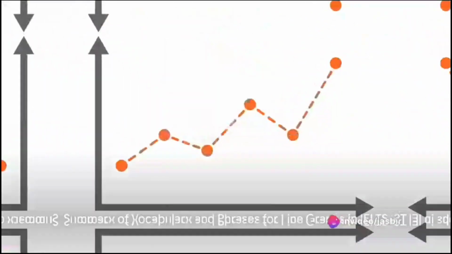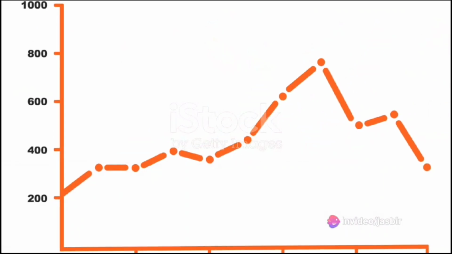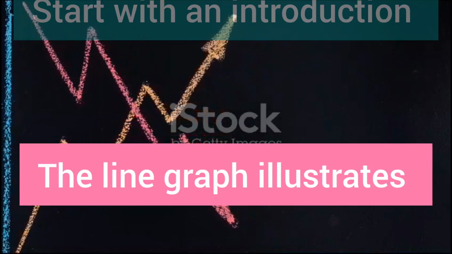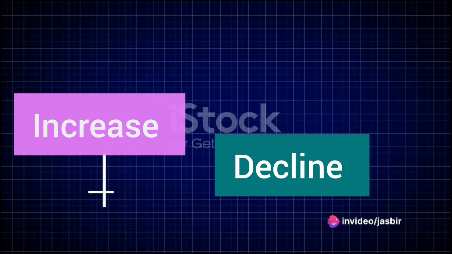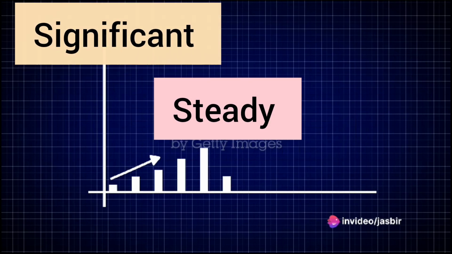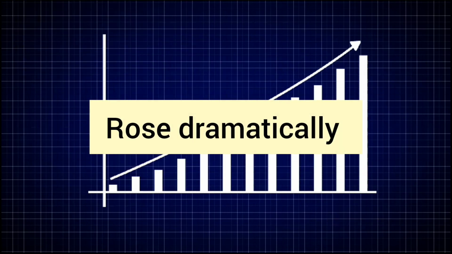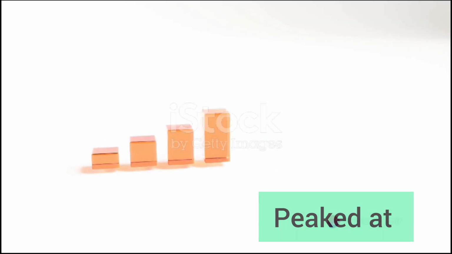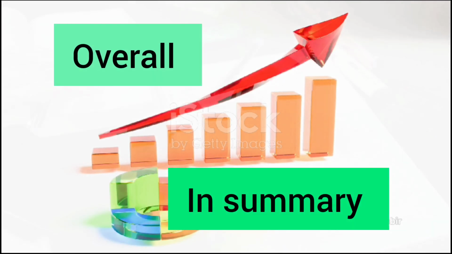Now let's summarize the main points about vocabulary and phrases for line graph in IELTS Academic Writing Task 1. Start with an introduction using phrases like "the line graph illustrates." Identify the main features using vocabulary such as increase, decline, steady, and significant. Detail the data using phrases like "rose dramatically," "fell slightly," "remained stable," and "peaked at." Don't forget to add an overall statement using phrases like "overall" and "in summary."